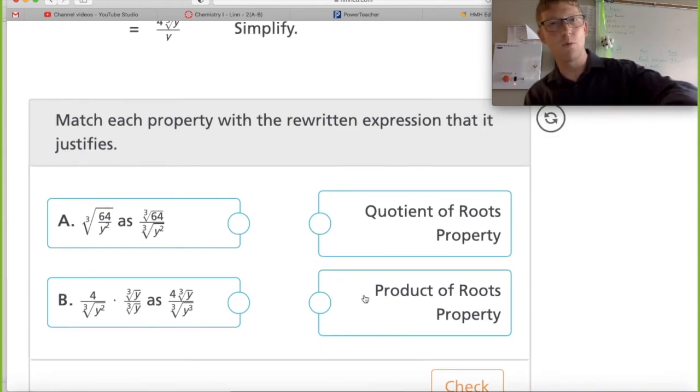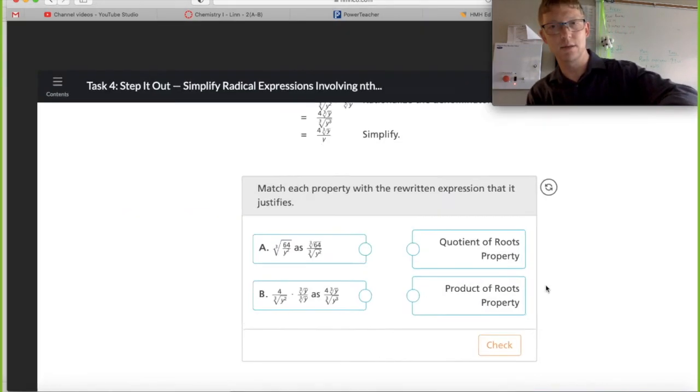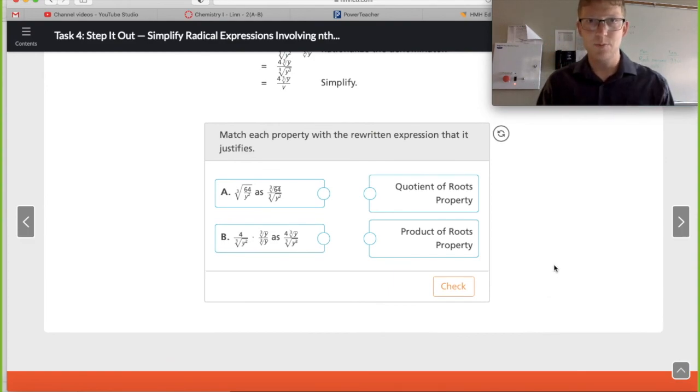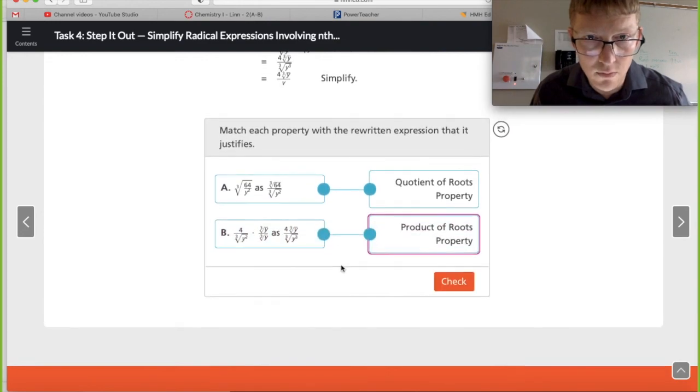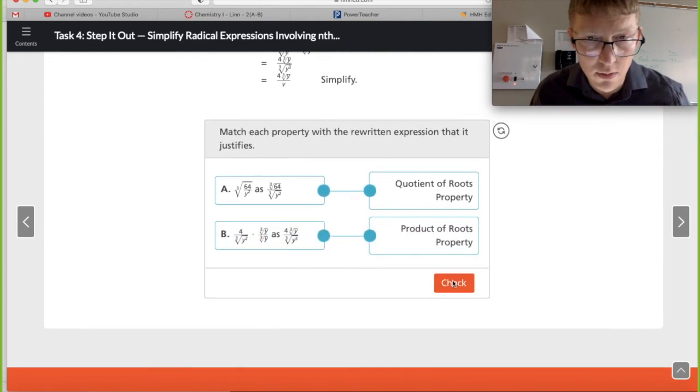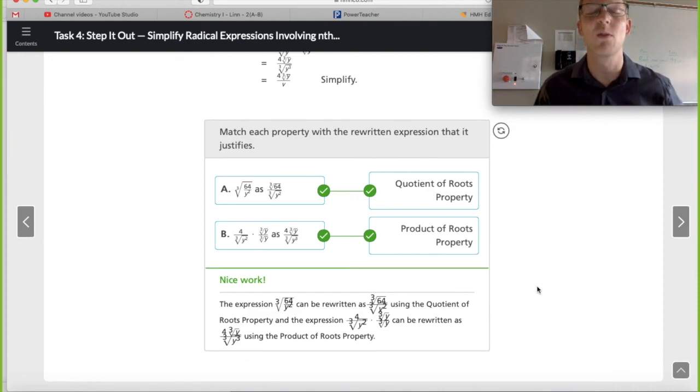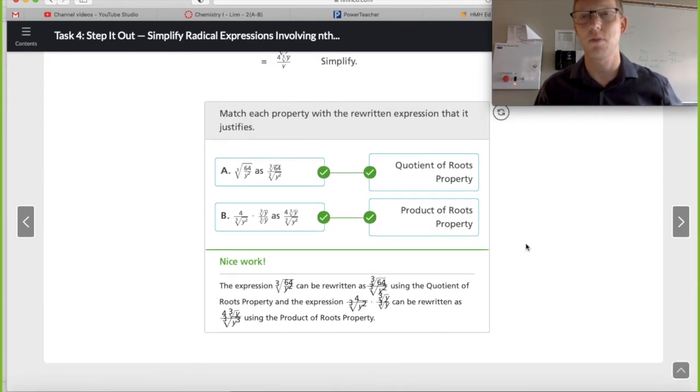Oh, this is the part that I'm the worst at, remembering these products. Match each property with the rewritten expression that it justifies. So this seems like quotient, because they're dividing stuff. And property of roots. Oh, whew, I did get that wrong. Right. You know I'm not good at that.